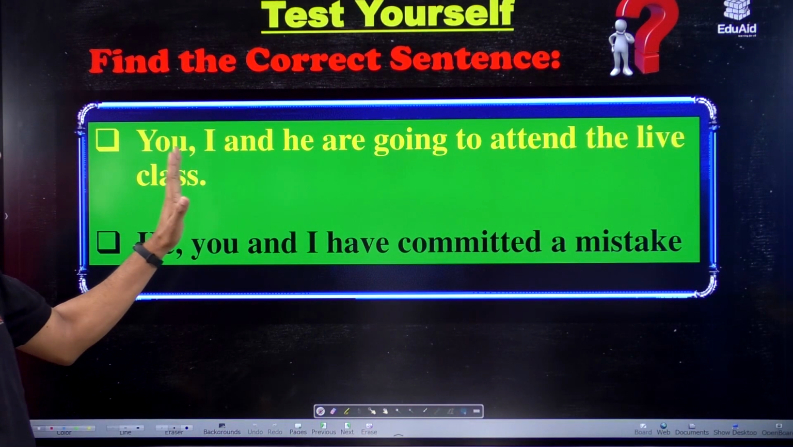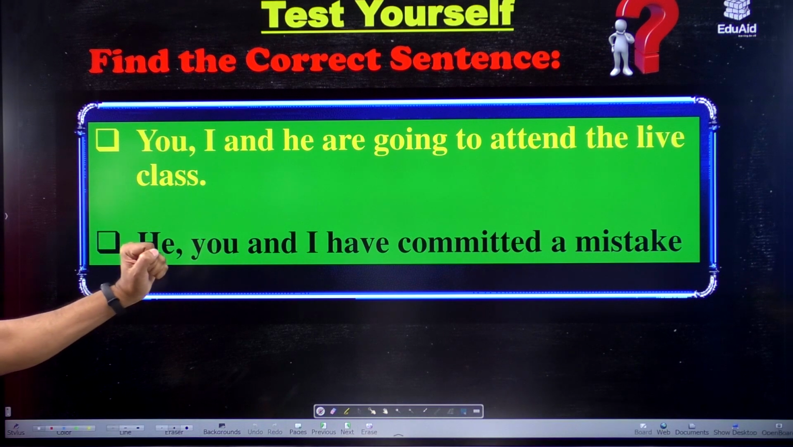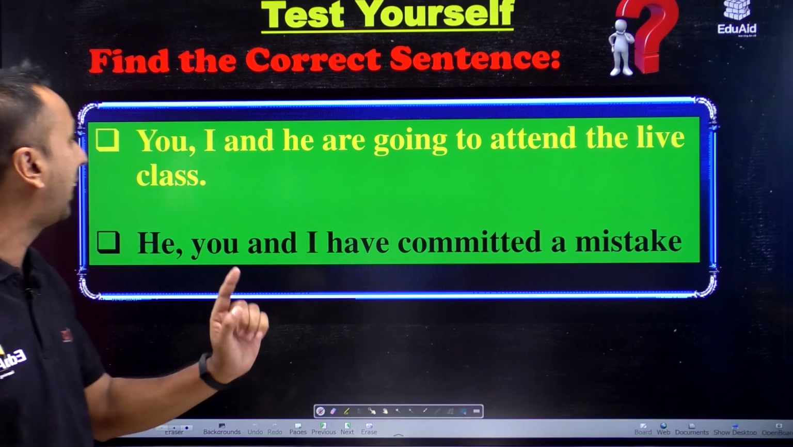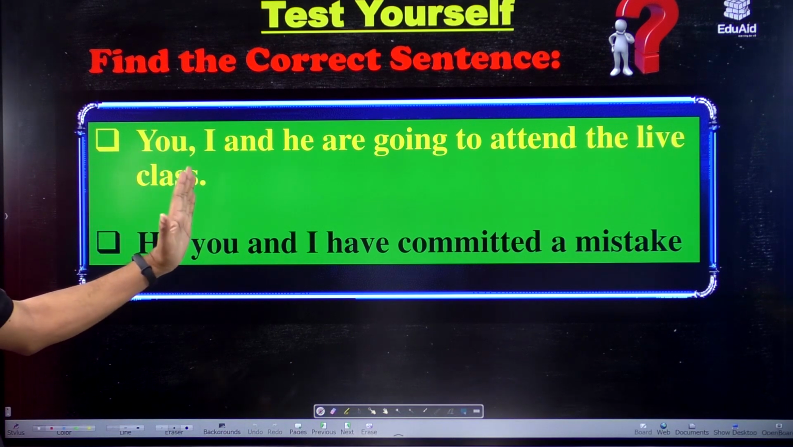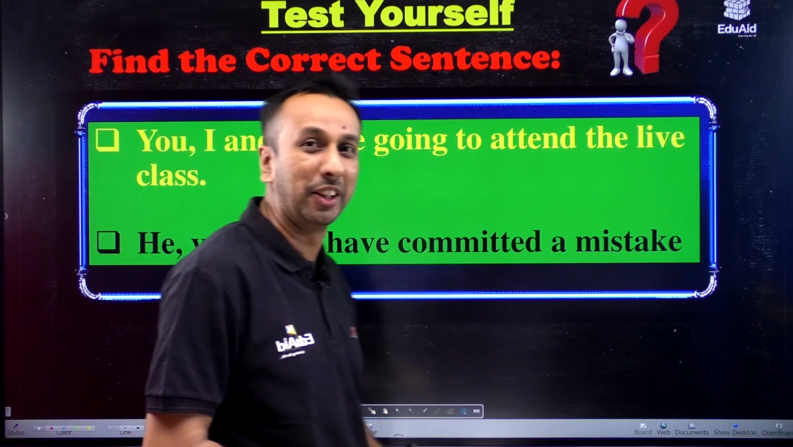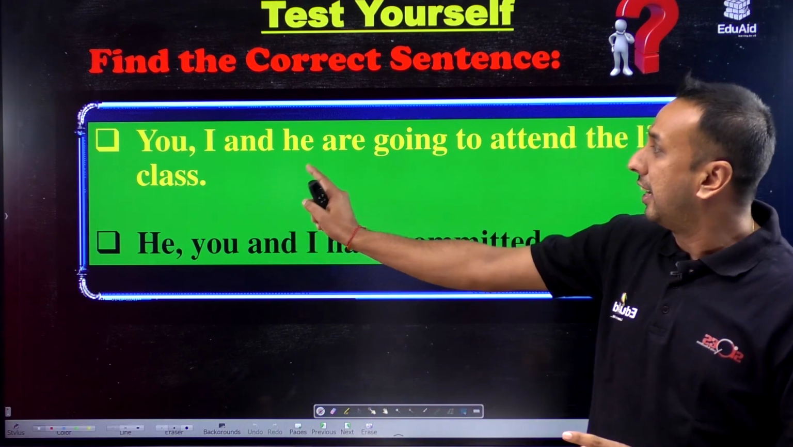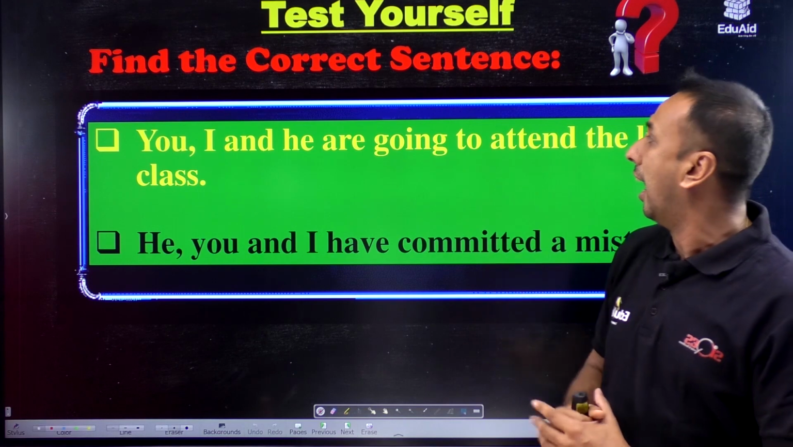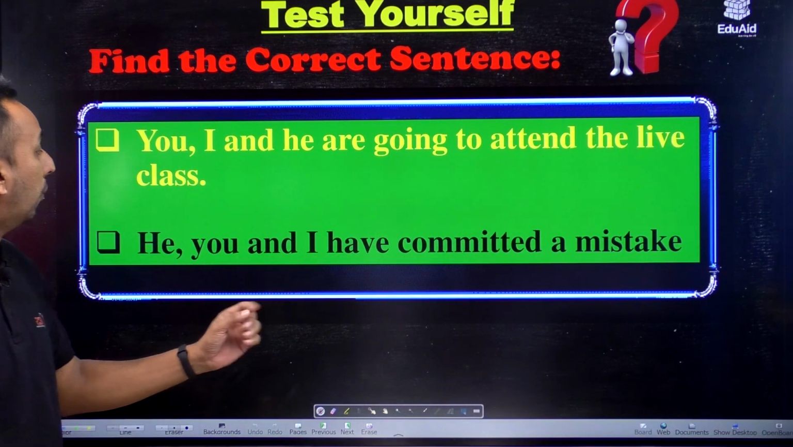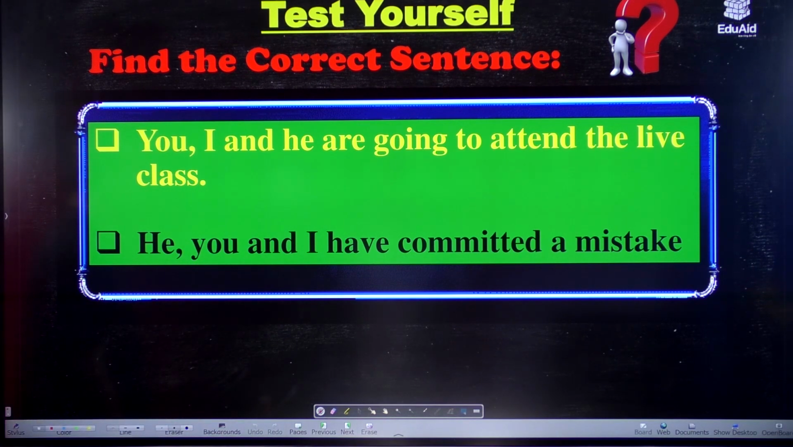Here I have written two sentences for you. You have seen two sentences out there. Pause the video once, just read the sentences. You, I and he are going to attend the live class. The live class is going to start, as we have said. You, he and you, I and he are going to attend the live class. Similarly, there is another sentence below which says: he, you and I have committed a mistake.